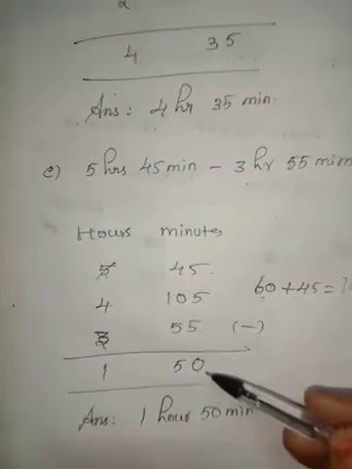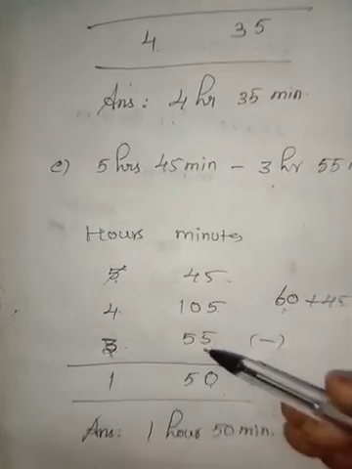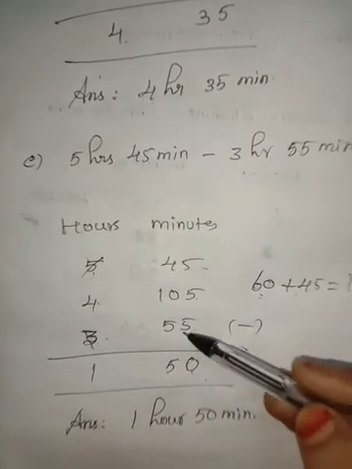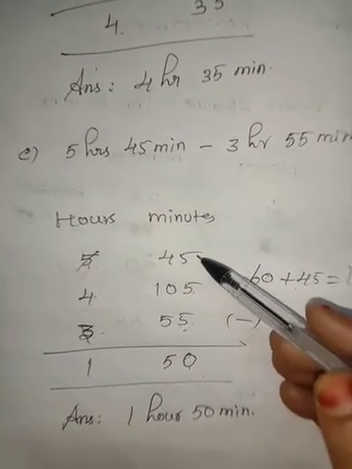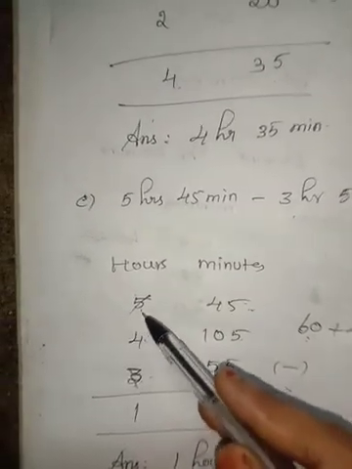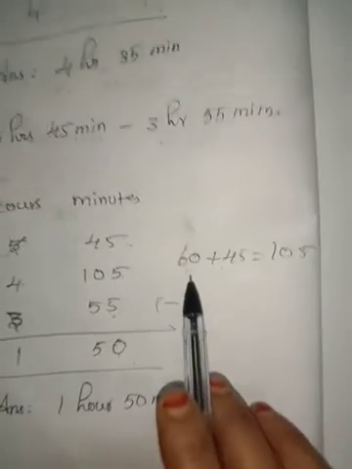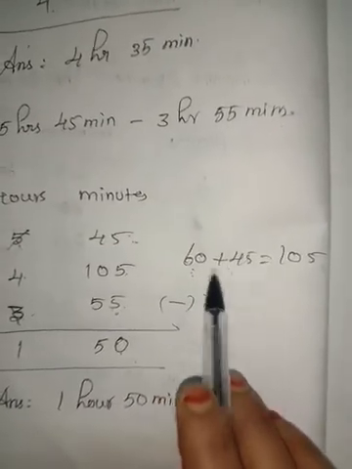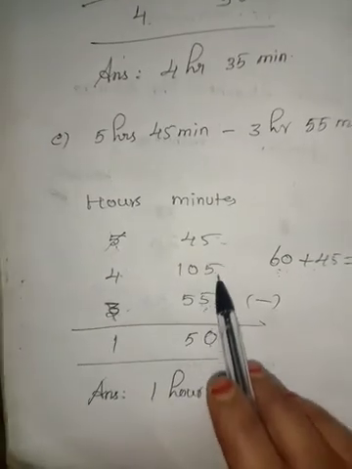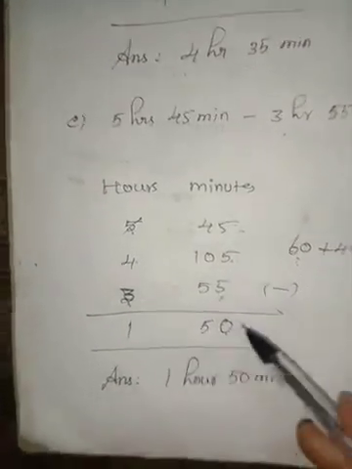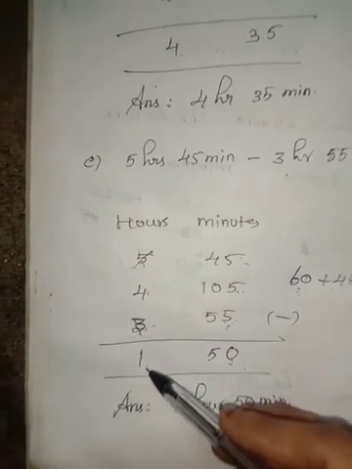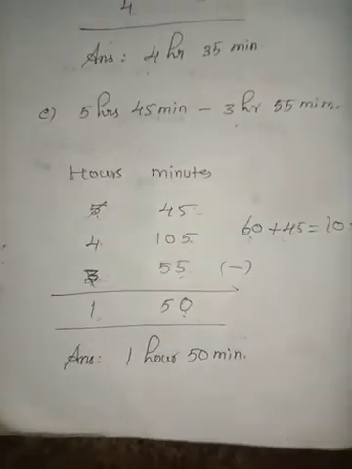So now see, 3 hours 55 minutes subtracted from 5 hours 45 minutes. 55 cannot be subtracted from 45. That's why we have to borrow 1 hour from 5, that is 60. Now it becomes 60 plus 45, 105. So we subtract 55 from 105, we get 50. Similarly, we subtract 3 from 4, we get 1. So the answer will become 1 hour 50 minutes.